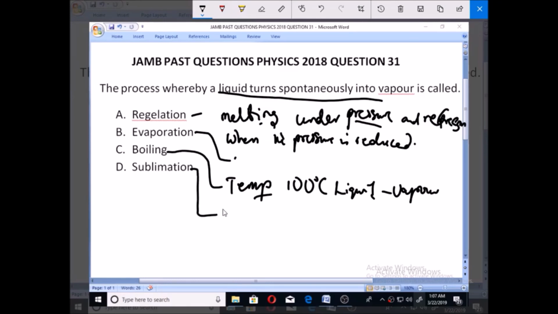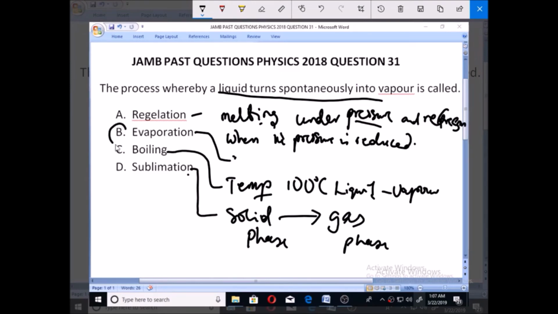Now, sublimation is when a solid, instead of going through a liquid before a gas, goes straight into a gas. So if you have solid phase going straight into gaseous phase, then we call it sublimation. So from all these definitions, we can see that B is the right answer. Evaporation is the process whereby a liquid turns spontaneously into vapor.